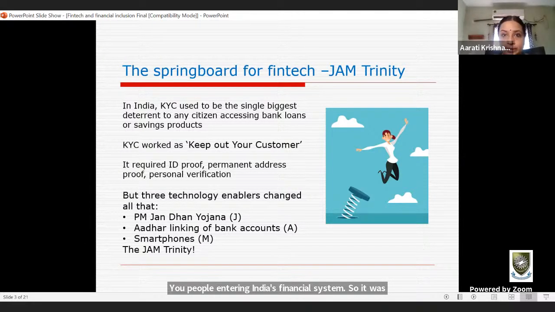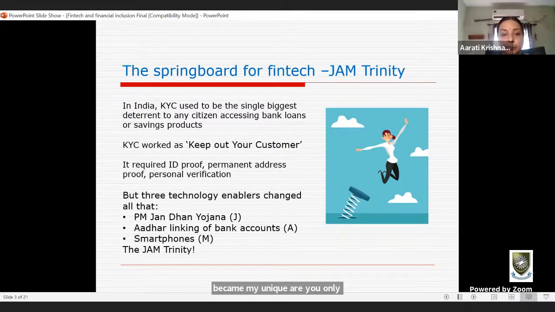But it was technology that has removed this KYC barrier from financial products. How has technology removed it? This is through three technology enablers. One is the Pradhan Mantri Jan Dhan Yojana. So basically in 2015, the government said that every Indian adult should have a basic bank account in his name. So the banks started a huge drive to open a basic bank account for every Indian using very, very basic KYC details. Secondly, the UIDAI launched Aadhaar, which became a universal identifier for all Indians.